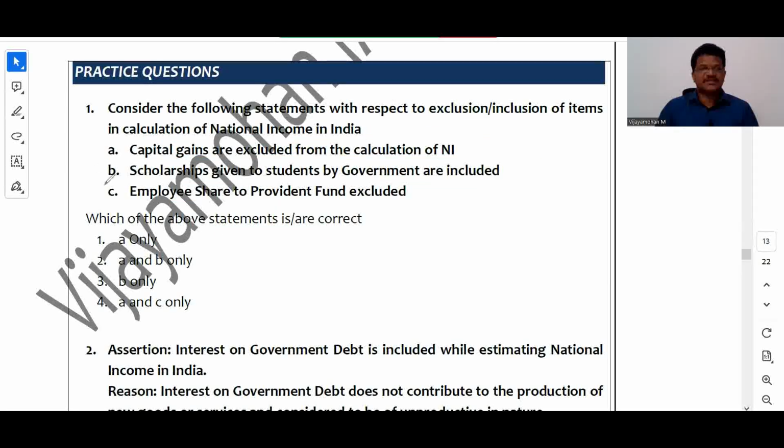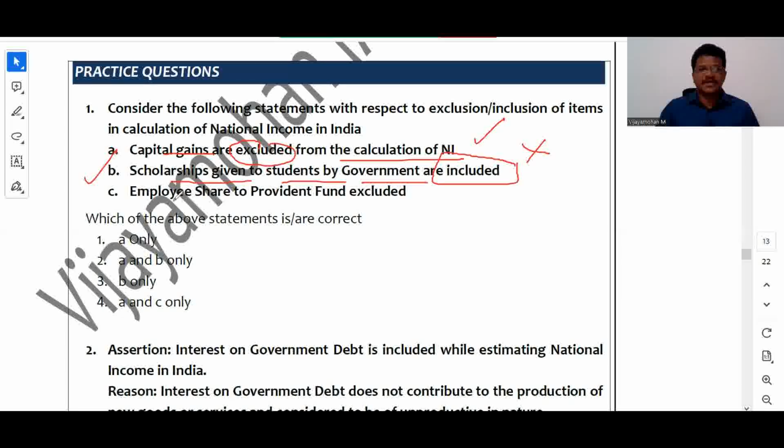So first statement, let us see first statement. Capital gains are excluded from the calculation of national income. Yes, it is correct. Why? Because shares and bonds and any other capital gains, we are excluding while calculating the national income. First statement is correct. Second statement, scholarships given to students by government are included. Actually, these scholarships are nothing but transfer payments. So we are not including the scholarships in the calculation of national income. So second statement is wrong.